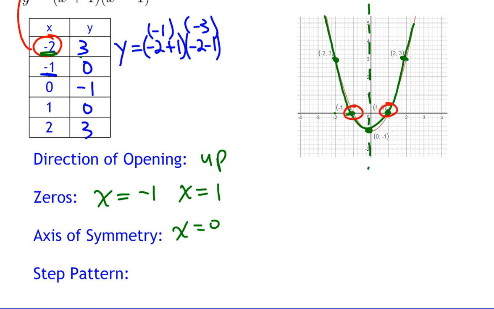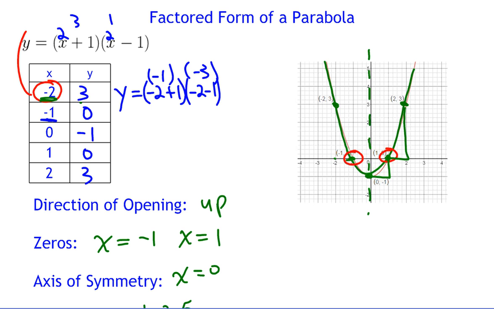And then finally, the step pattern. The step pattern, in this case, we go over 1 and up 1, over 1 and up 3, and so on. So the step pattern here is 1, 3, and 5. So that's a quick look at how to graph one of these equations in factored form. So this form over here is called factored form because there's one factor here multiplied by another factor here.